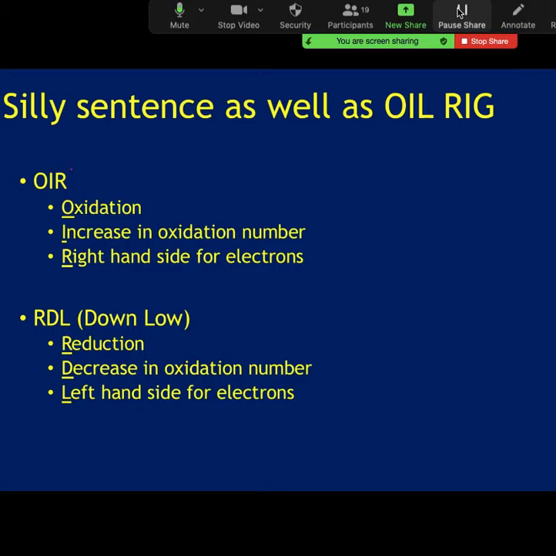I've made these up for myself. OIR is kind of like AIR in my head: oxidation is an increase in oxidation number, and the OR stands for the fact that you always put the electrons on the right hand side when you write your half equation. And reduction, DL, I watch too much Law and Order, so on the down low: reduction, you get a decrease in your oxidation number, and it's the left hand side for electrons. So both OIL RIG and these two silly sayings can help you figure out how to write your equations and what they are telling you.